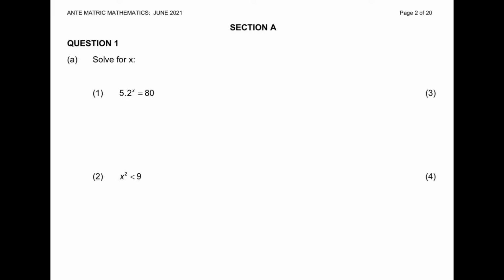Question 1A, number 1: 5 times 2 to the power of x is equal to 80. Now, in any exponential equation, remember that the aim is to make the bases on both sides the same. But firstly here, with the 5, there is a problem. So we're going to divide both sides by 5, so that we end up with 2 to the power of x is equal to 16.